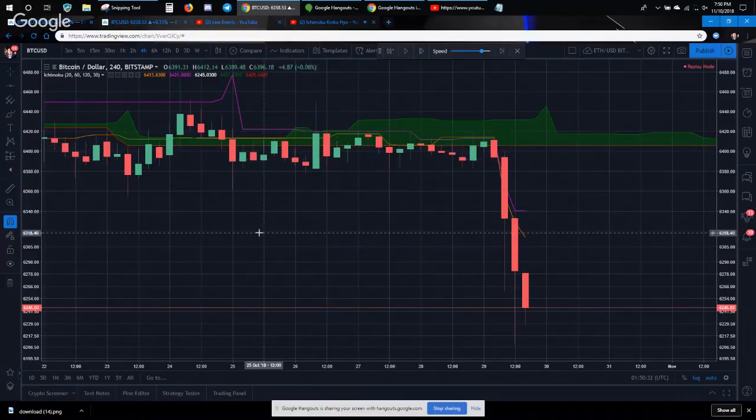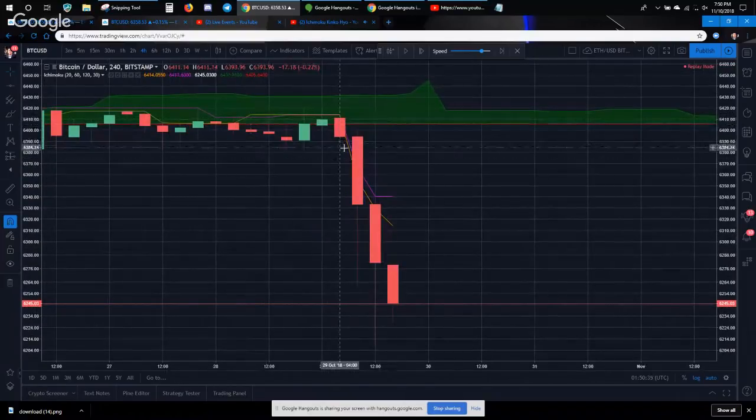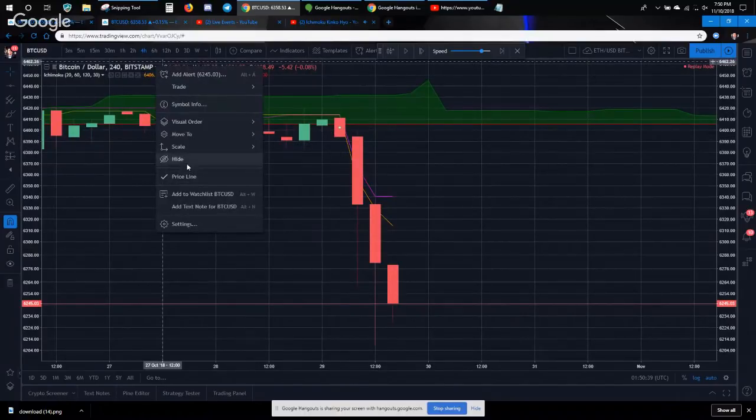We went over what a TK cross is. So a bearish scenario would be, let's remove this price.